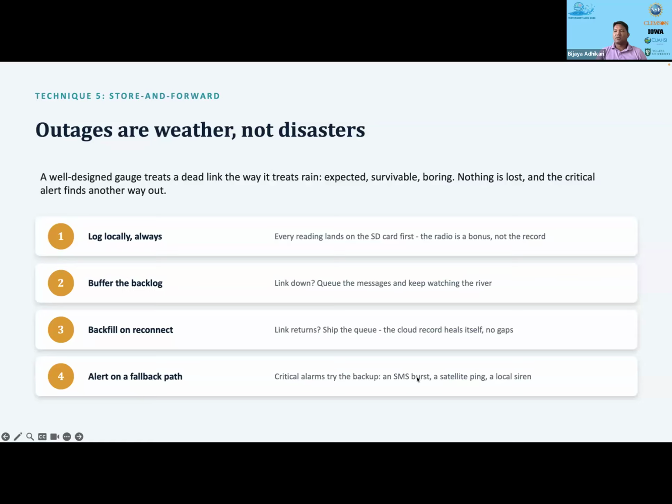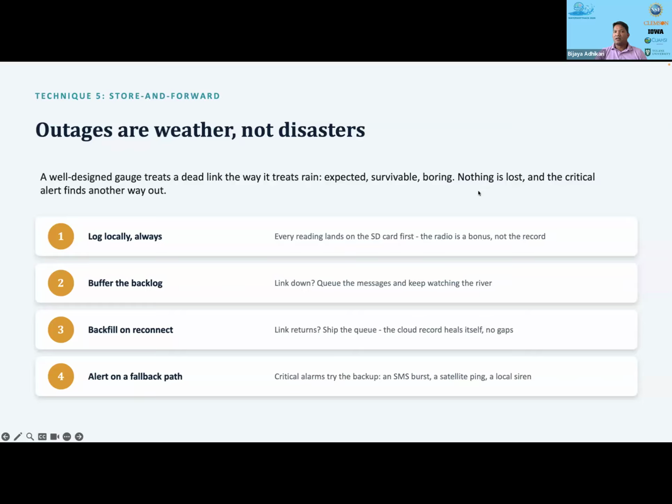Maybe you send an SMS burst. If there is a flood and your radio network doesn't work, maybe there is an SMS that works, or an SOS that works, or a satellite ping, or a local siren. Maybe there's a siren device nearby. So always try having a secondary means of communication, especially since critical alarms are important.